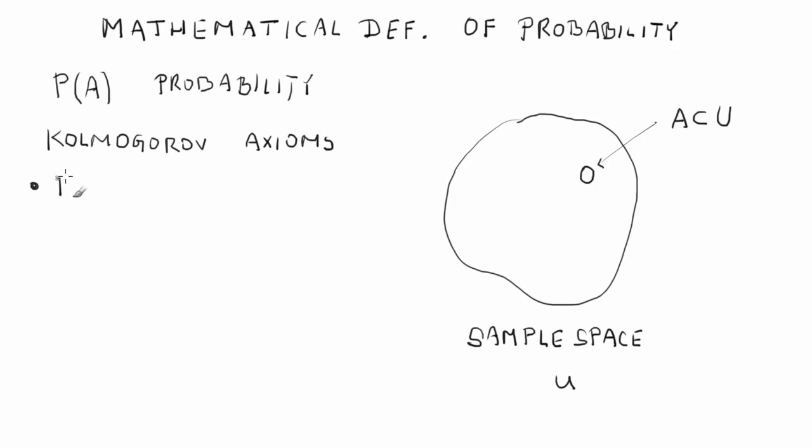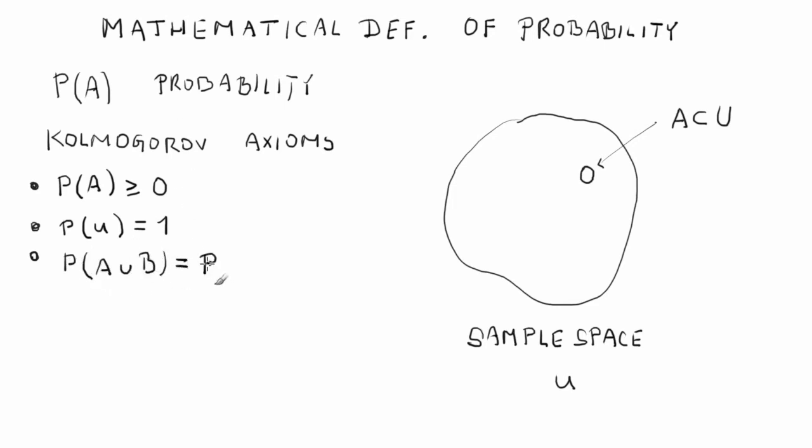Probability of A must be greater than or equal to 0. Probability of U must be equal to 1. Probability of A or B is equal to probability of A plus probability of B for any A and B which are exclusive, meaning that the intersection of A and B is empty. And that's it. All properties of the probability theory can be derived from these three axioms.